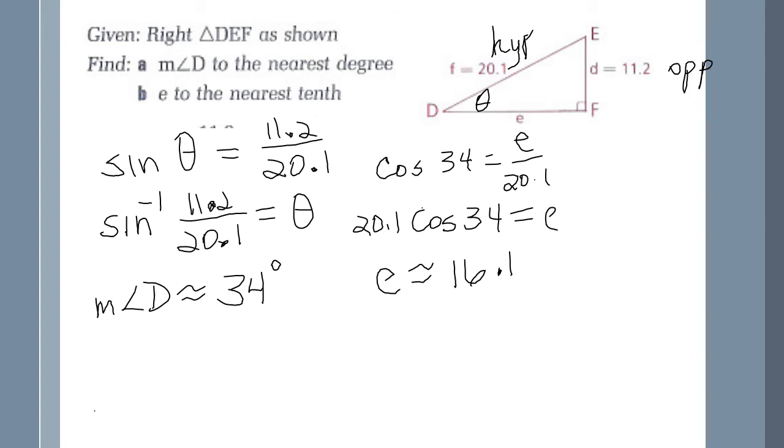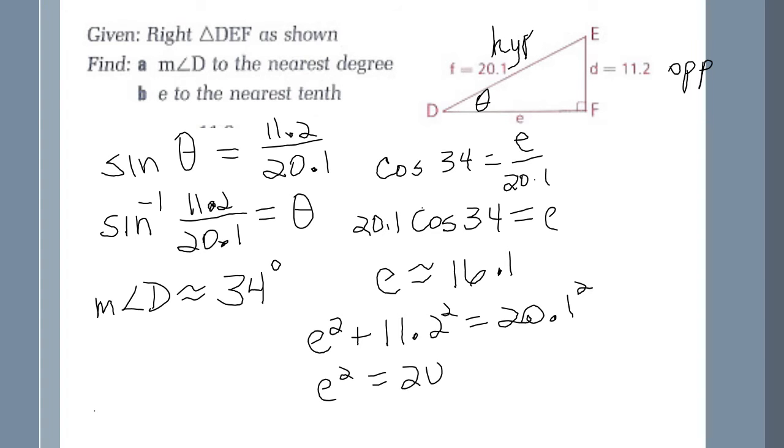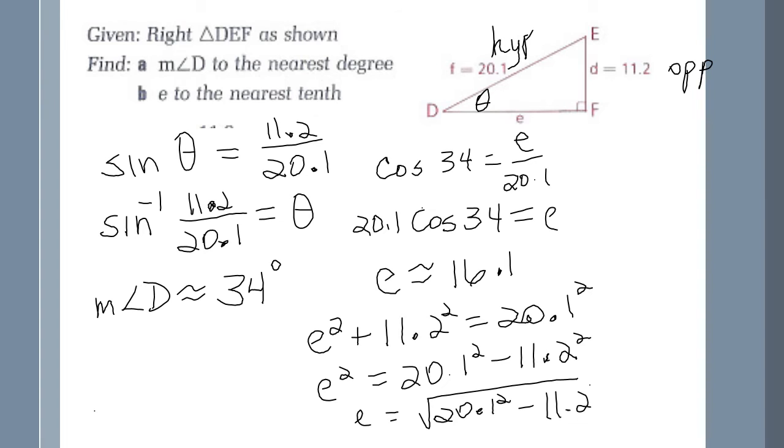Let's see what we would have gotten with the Pythagorean theorem. So I've got e squared plus 11.2 squared equals 20.1 squared. So e squared, let's do this before we go any further. We'll say 20.1 squared minus 11.2 squared, and I'm just going to take e is equal to the square root of 20.1 squared minus 11.2 squared.